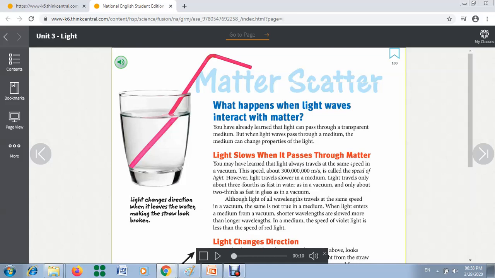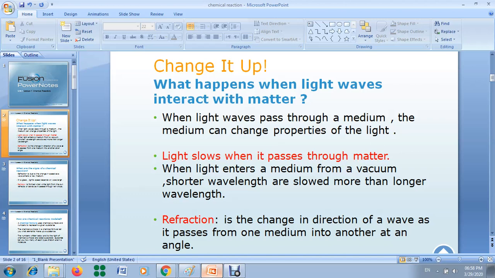First of all, we want to remind you that when light travels through some materials, like transparent materials, it can pass through them. Some materials do not allow the light to continue passing. They will absorb or reflect this light. In this lesson, we want to know what happens when light waves interact with matter.